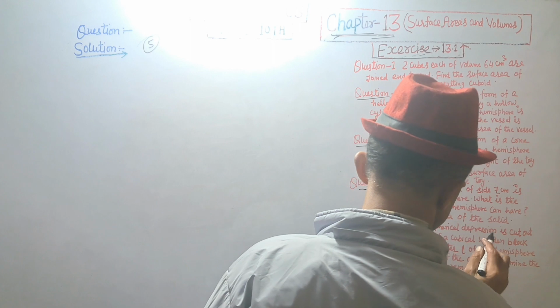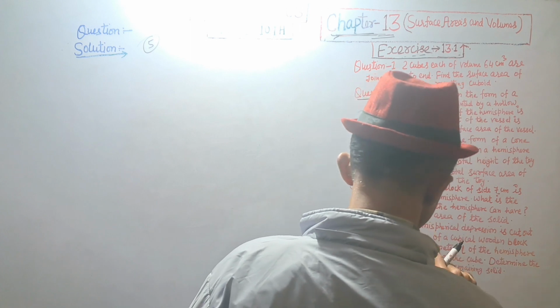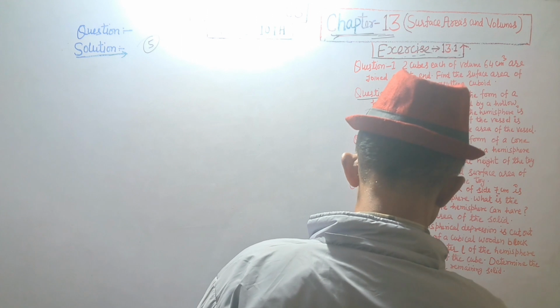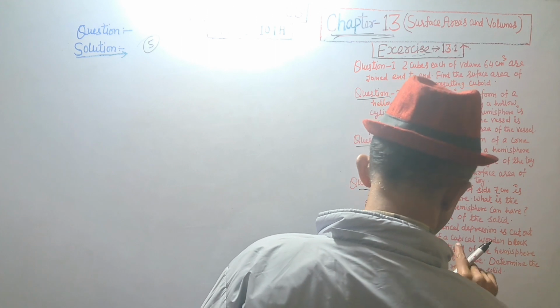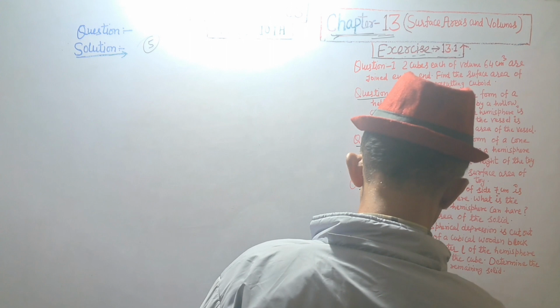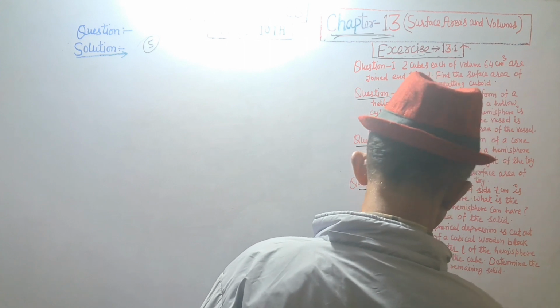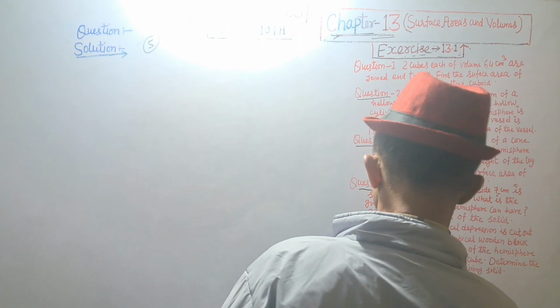Hemispherical depression is cut out from one face of a cubical wooden block such that the diameter L of the hemisphere is equal to the edge of the cube. Determine the surface area of the remaining solid.